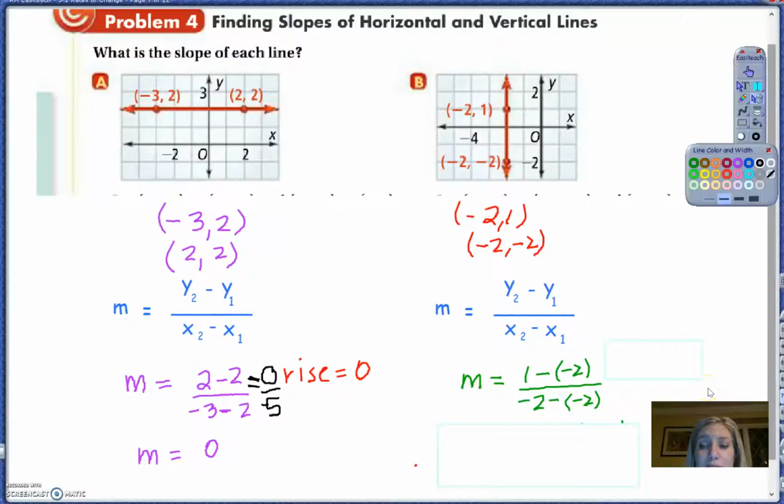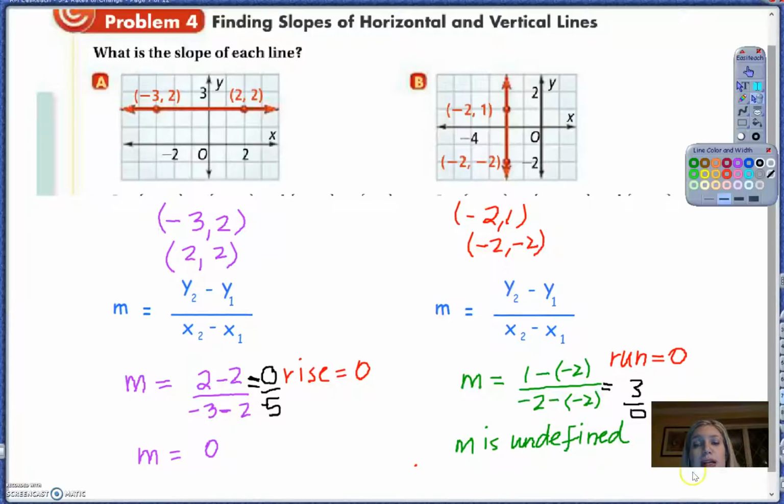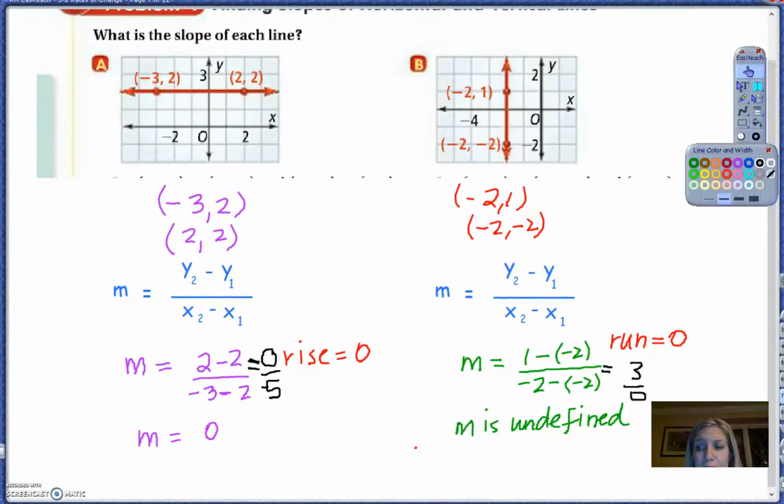When you simplify this, on the top, 1 minus negative 2 is 3. And then on the bottom, negative 2 plus 2 is 0. When you have 0 on the bottom in a fraction, that's undefined. It doesn't work. If you actually try dividing on a calculator, it'll say error. So when your run is 0, your m is undefined, and we actually write the word undefined. There is not a slope that's defined for it.